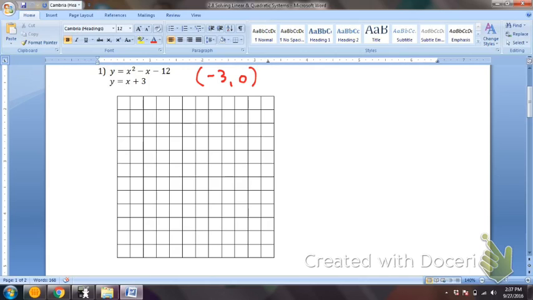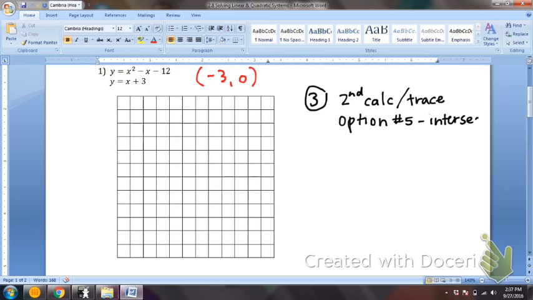All right, so we left off on step number 3. So step number 3 over here is we're going to hit second calc, which is also the trace key. Option number 5, which said intersect. So step number 3 is to do second calc slash trace. We selected option 5 to intersect.